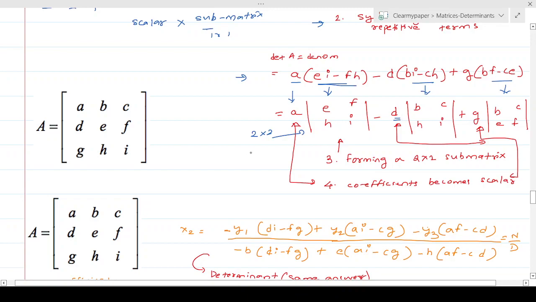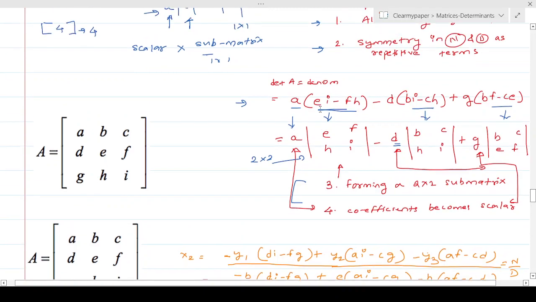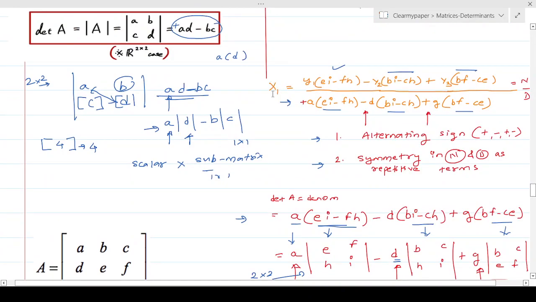So these 2 points also are interesting, right? Thinking about how a 2 by 2 submatrix is formed for a 3 by 3, and how we are taking the coefficients and thinking of them in a scalar format where it's a simple multiplication. So hold on to that thought, and we'll try to apply the same thing in a different format, or explore that more while we do the x2 and x3.